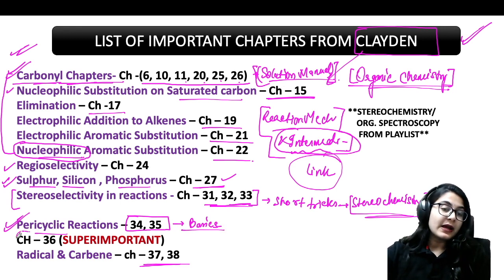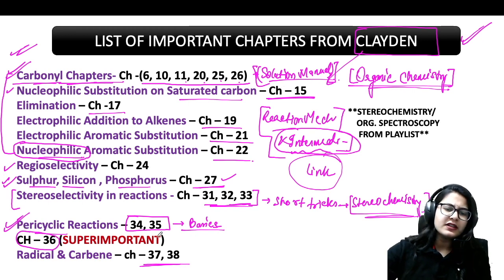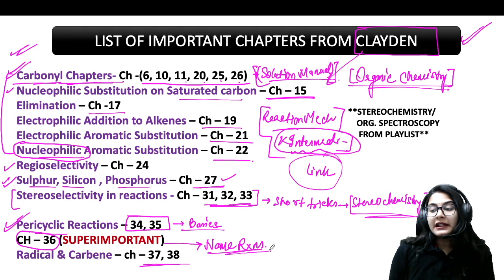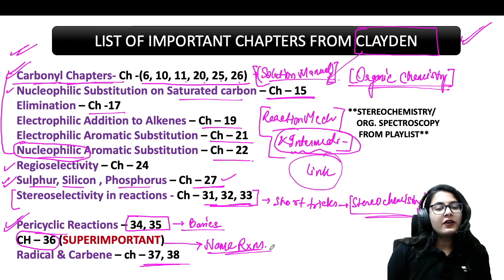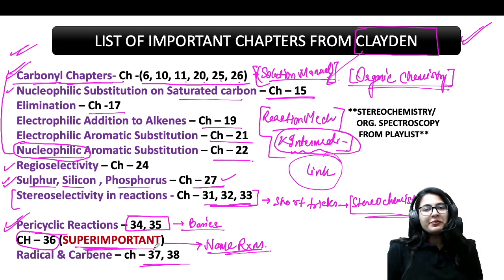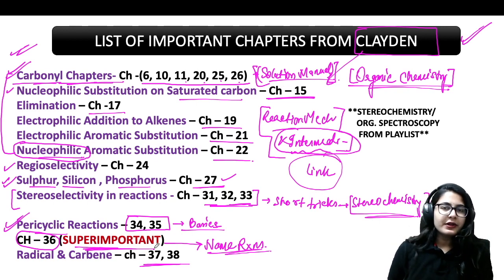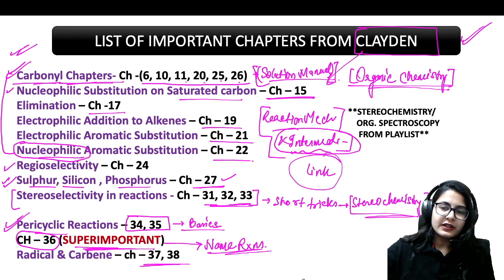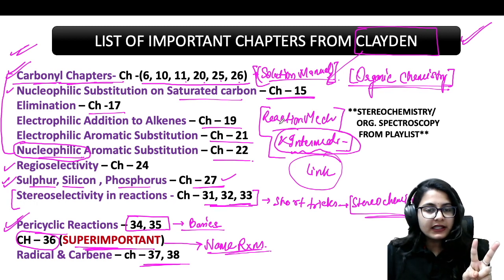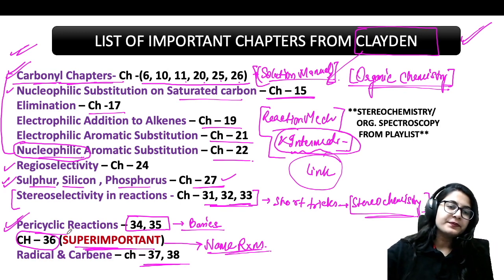And here I have written chapter 36, which is super important because there are a lot of name reactions over here, right? Name reactions like fragmentation, like pinacol, pinacolone rearrangement, all right, and a lot of things which are really important for question solving. So chapter 36 is super important. If you want to study this chapter right now, it's not going to take much time, and then directly go to the solution manual to solve the questions. So yes guys, we have done three topics over here: reaction mechanism, reactive intermediates, and pericyclic reactions.